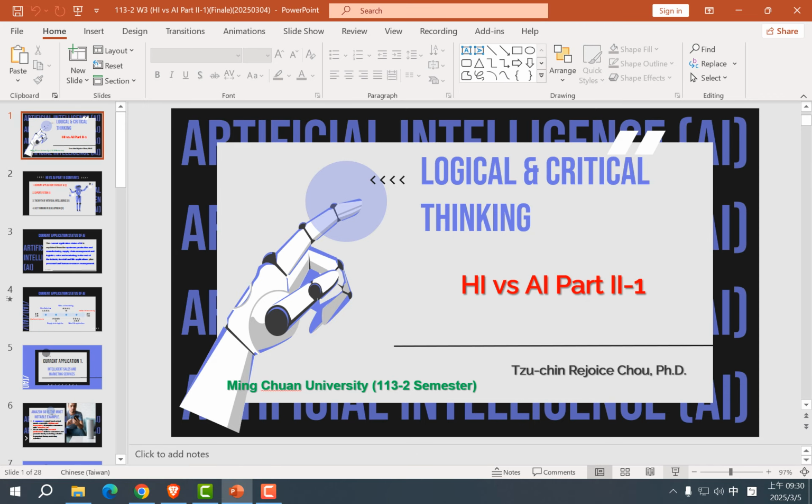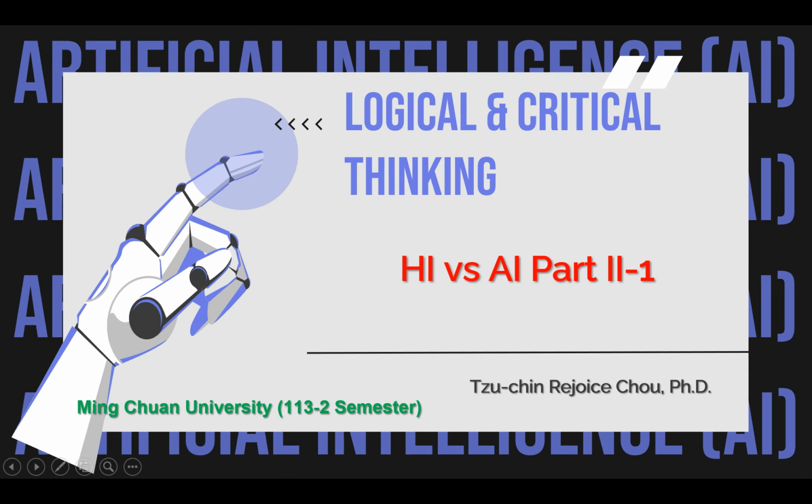Today is for the logical and critical thinking, and it's week 3, and we will talk about the HI versus AI part 2-1. Last time, in week 2, we talked about part 1. Okay, let's move on to part 2. And for the time limit, because last time we recorded almost 1 hour, so I separated it into part 2-1 and part 2-2.